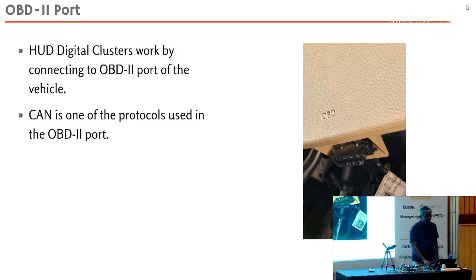So how does this work? Basically, the OBD2 port is like any of your USB ports on a PC. It can be used for connecting peripherals. And among the various protocols that are available in this OBD port, there is a protocol called CAN. It's an automotive protocol, and that is available in this OBD2 port.